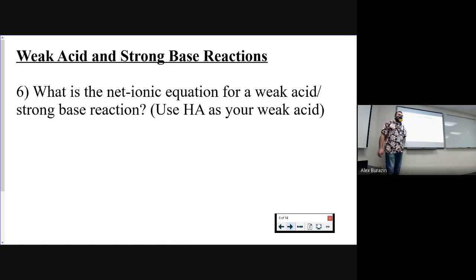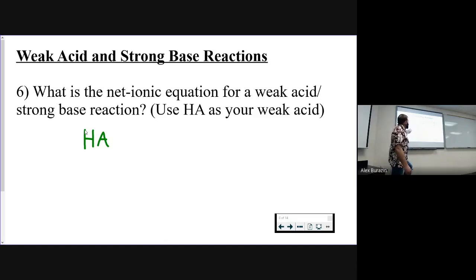Weak acid, strong base. Now, this is more or less the same. We're just switching which was weak and which was strong, right? The previous example was a strong acid, weak base. Now we're doing the opposite. What's the generic net ionic equation for this? Well, I have a weak acid. When something's weak, what does that mean? It doesn't dissociate. So I'm going to write my weak acid generically as HA.